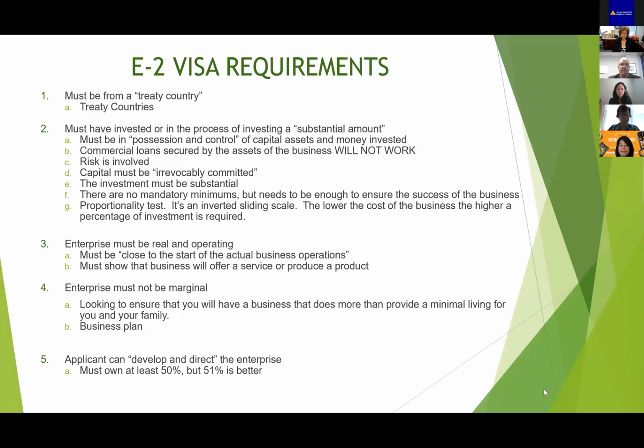This is what they're looking for. The capital must be irrevocably committed. I often tell clients, in order to get started with the E2, I would like to see that the investment has already been made, that an office has already been established, that subcontracts even have already been signed. The more you're along the way, the easier it is to gain approval. But it must be irrevocably committed. An idea of a business is not going to cut it with USCIS.